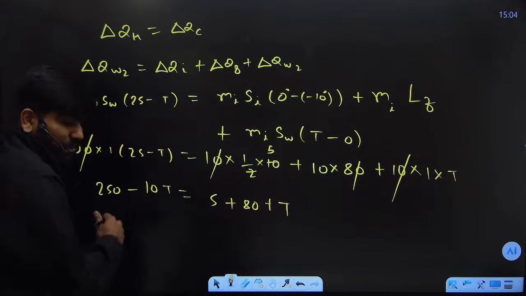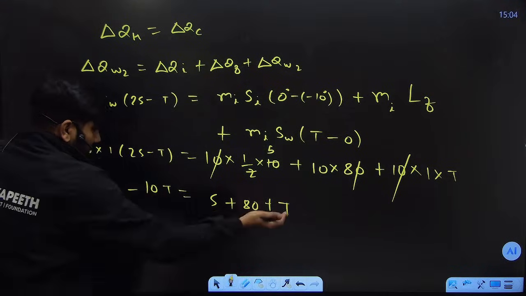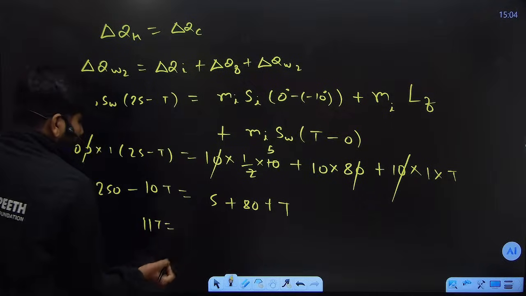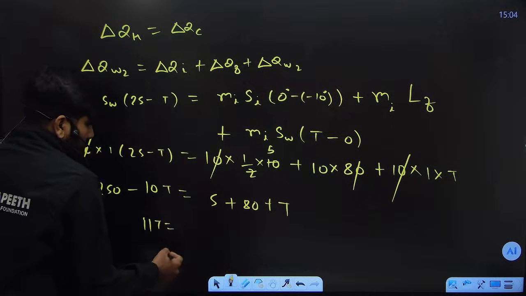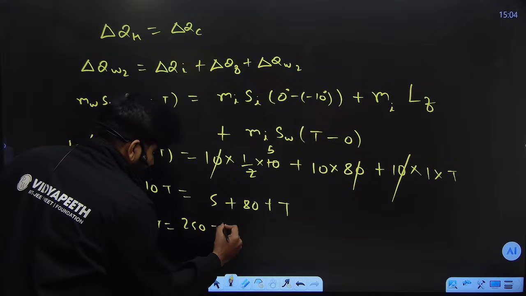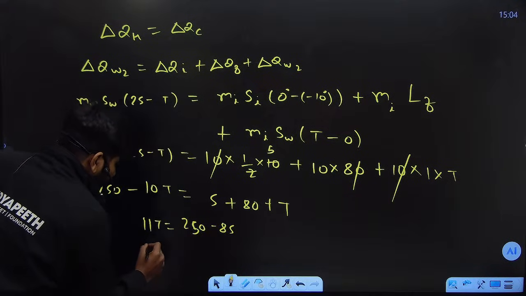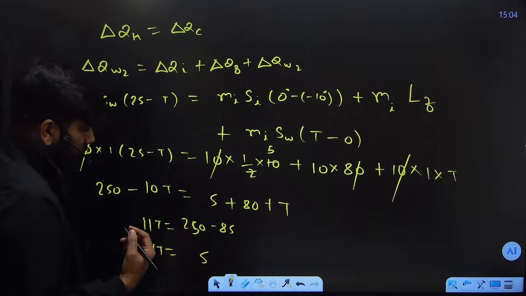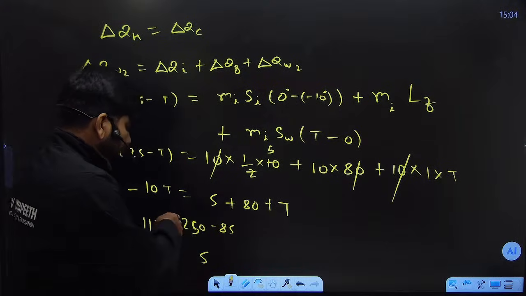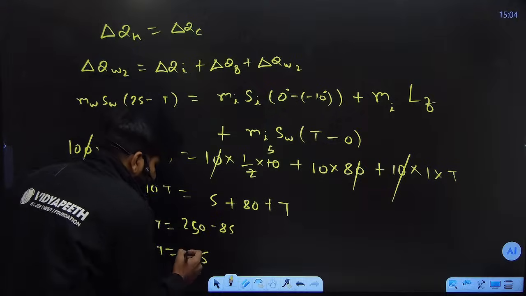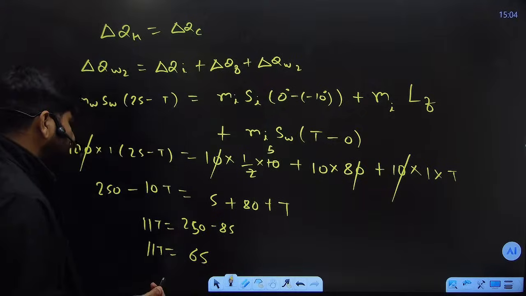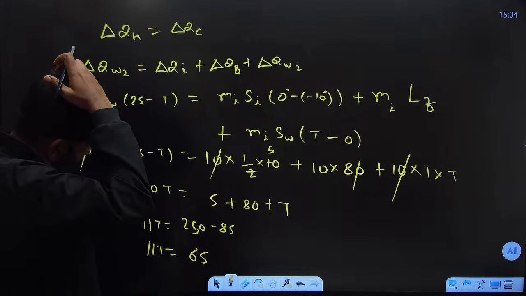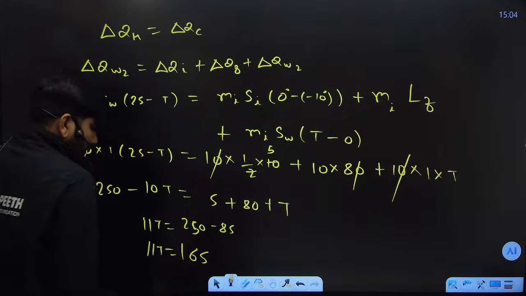Okay, I will bring T together and rest of the terms together. So 10T plus T, that is 11T. 250 minus 85 basically. Now what is 250 minus 85? It is 165. So we are getting 165.